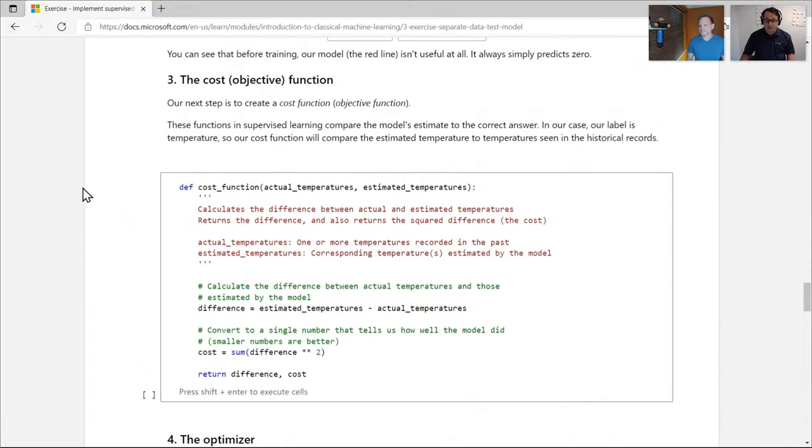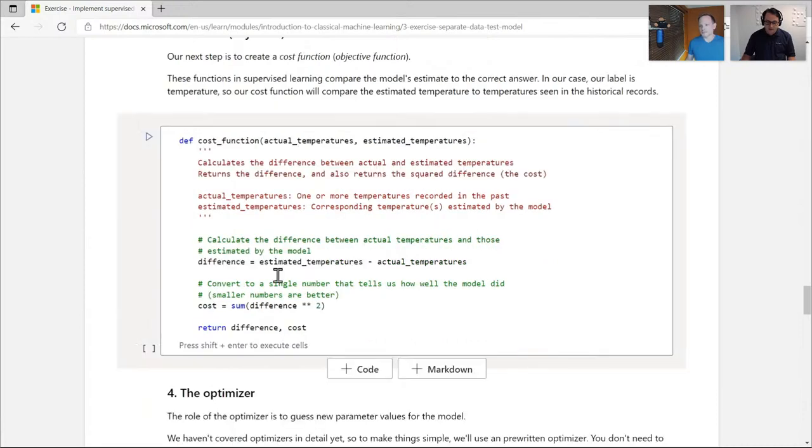The next step we're going to do is actually implement a cost function or the objective function. What is it that we're trying to measure here? In this particular case, we've got the estimated temperature minus the actual temperature.